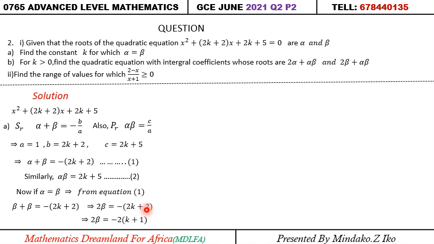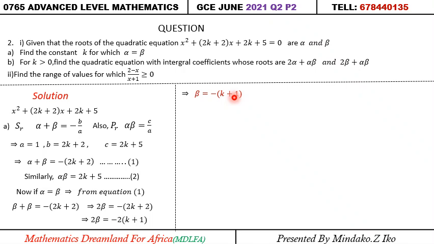Yeah, so that is it. So now that I have 2 beta being equal to negative 2 times k plus 1, it means I can actually divide all through by 2. And if I divide all through by 2, it implies that my beta will just be equal to negative of k plus 1. Okay, so this is my value of beta, negative times k plus 1.